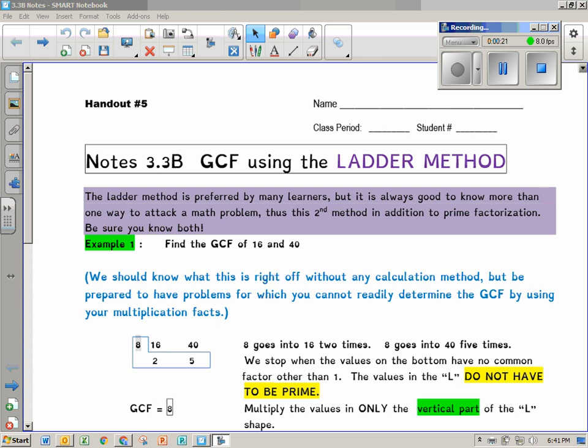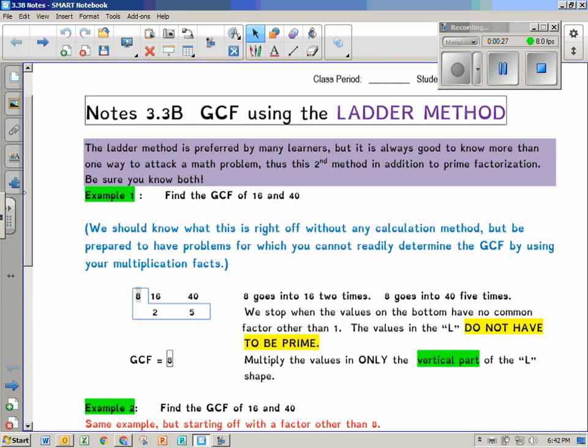So if you'll pull up your handout 5, scroll down just a tad. I've done an example for you. This first example, 16 and 40, you probably know the largest number that divides evenly into 16 and 40 just by looking at it. It's pretty simple. Some will know it, some won't, but it's 8.